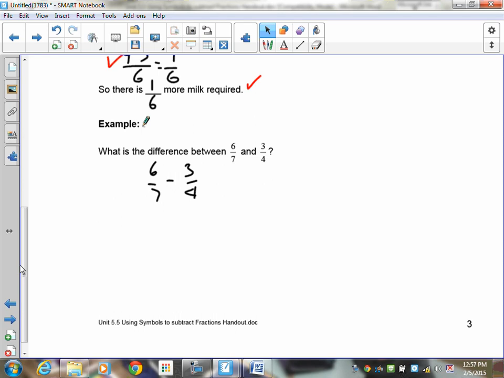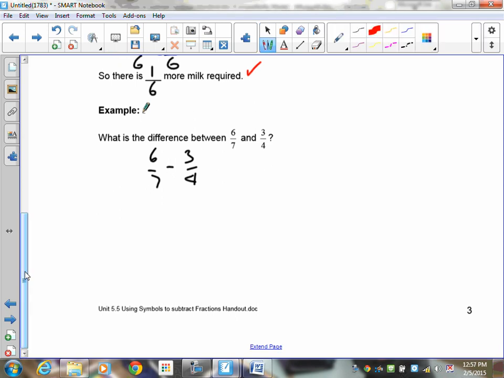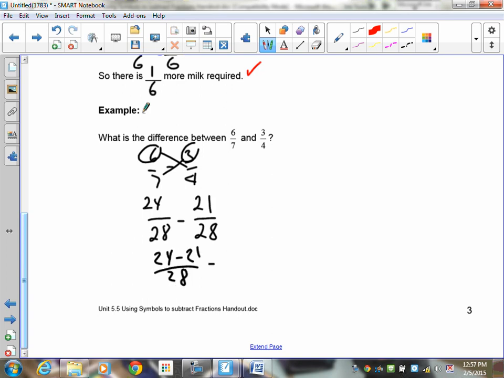All right, first common denominator, 7 times 4, that's 28. This one, 6 times 4 is 24. The next one, 3 times 7 is 21. So 24 take away 21, all over 28. Well, 24 take away 21 is 3. So your answer is 3/28.